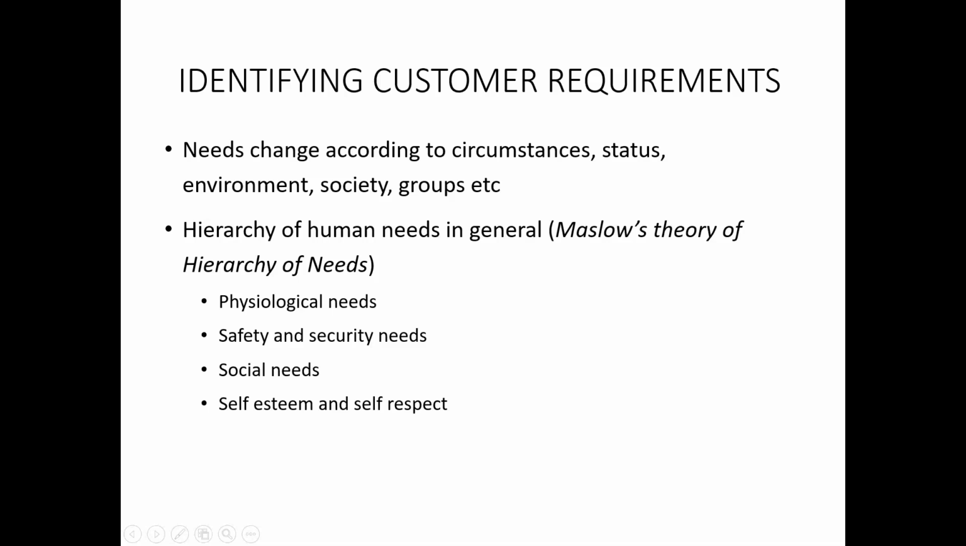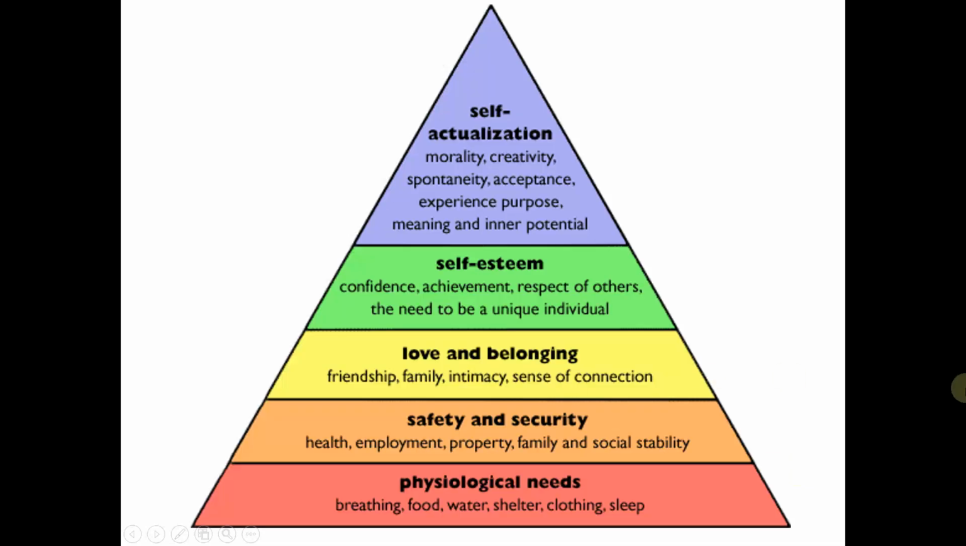And there is a hierarchy of human needs that is represented by Maslow's theory of hierarchy of needs. According to this hierarchy, these are the different categories of needs that a customer has: physiological needs, safety and security needs, social needs, self-esteem and self-respect. So it is arranged as a pyramid. You don't need to go much deeper into this, but just understand that this is the hierarchy of needs.